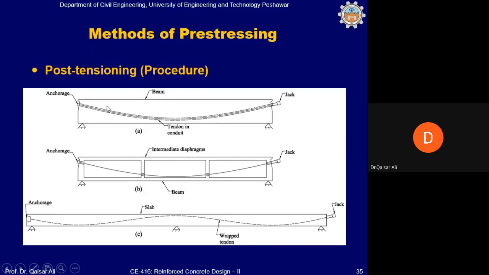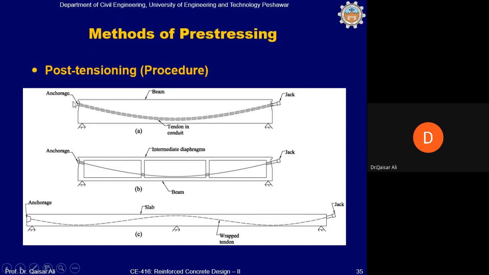And then, when concrete attains its full strength, the cable will be anchored on one side through an anchorage device, and it will be stretched from the other side through some jacking assembly. After that, the jacking assembly will be removed, and it will be anchored through an anchorage device on the other side as well. So the pre-compression force will be transferred to the concrete beam through this end bearing and anchorage devices from this side and this side, unlike the pre-tensioning.